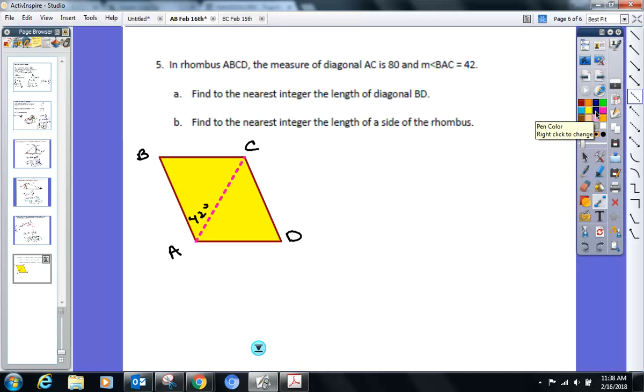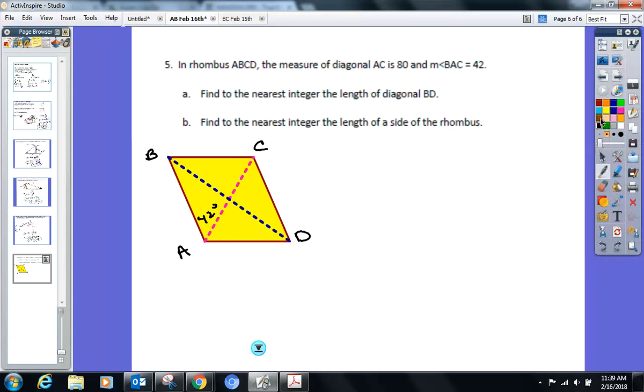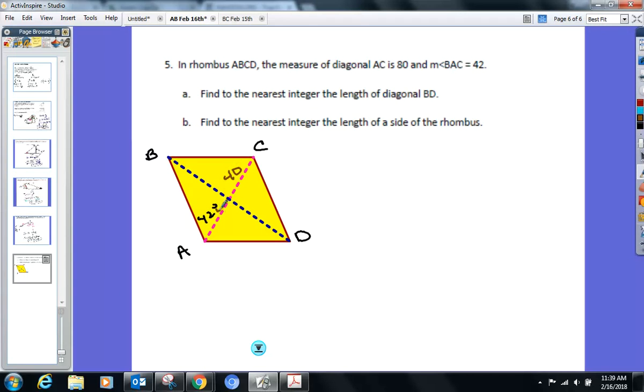All right, everyone ready? As I draw it in, shout out some properties here that you may know. Diagonals bisect the angles. Okay, keep going. They bisect each other. Okay, so the 80 just got split into 40 and 40. Anything else? We're missing one big property. Diagonals are perpendicular.